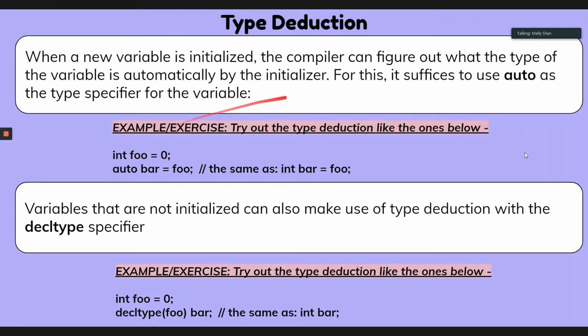And this last point just refers to the fact that variables that are not initialized can also make use of type deduction. So in this case, we didn't define or initialize what bar is. So compare this example to this example. Here we actually wrote out auto bar equals foo. And if you remember from the previous example, bar is just our variable name. Foo is another variable name.